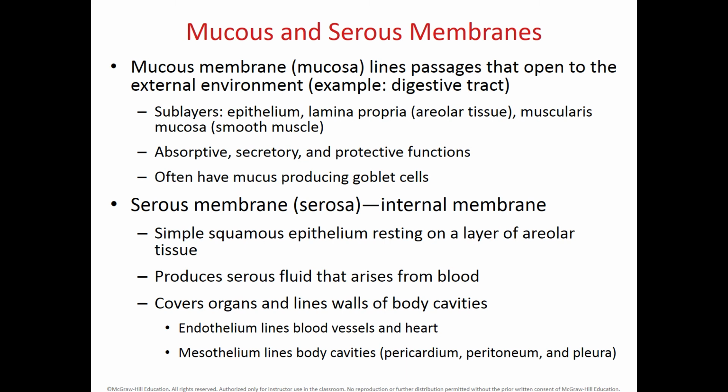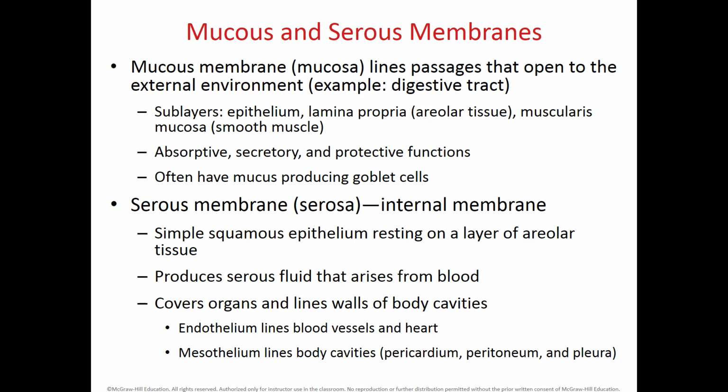Now we have a classification of membranes. We have mucous and serous membranes. The mucous membranes are also known as mucosa, while the serous membranes are known as serosa. Serous membranes we have within the internal portions of our body, so it's an internal membrane. And mucous membranes are linings of passages that open to an external environment, like the oral cavity, the anus, the vagina in females, the urethra in males, and in females as well. So these are examples of mucosas or mucous membranes.